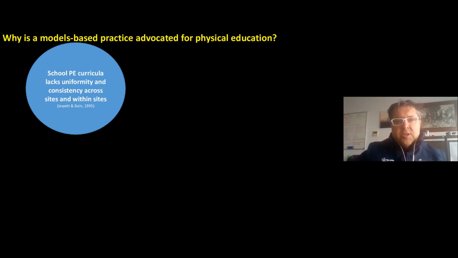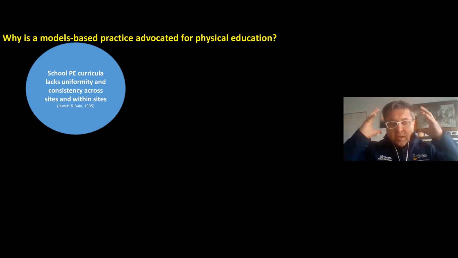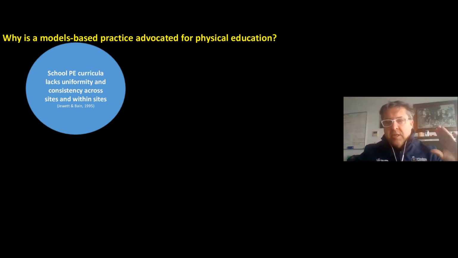The first reason is that without models-based practice, we have no uniformity and consistency of teaching physical education across sites. Two schools in the same suburb: no consistency in the delivery of the curriculum, no consistency in expectations, no consistency in assessment ideas. When you look at a performance in physical education, the model of performance that's providing evidence for your assessment could be completely different between two classes within the same school and across schools. So models-based practice enables some uniformity.